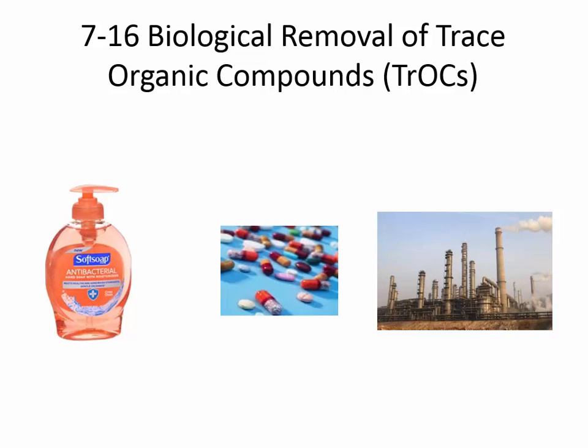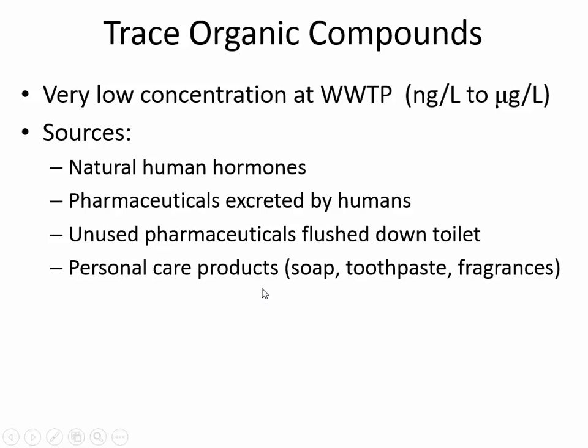And so here I've got a picture of antibacterial soap that has a chemical that's called triclosan. It's the active ingredient in antibacterial soap. And they're starting to find that triclosan mimics estrogen. Estrogen is a hormone that is found in women, and so it's mimicking the action of estrogen. Trace organics may be pharmaceuticals that get flushed down the toilet or naturally excreted by humans after they're consumed. It can also be things like toothpaste or fragrances.